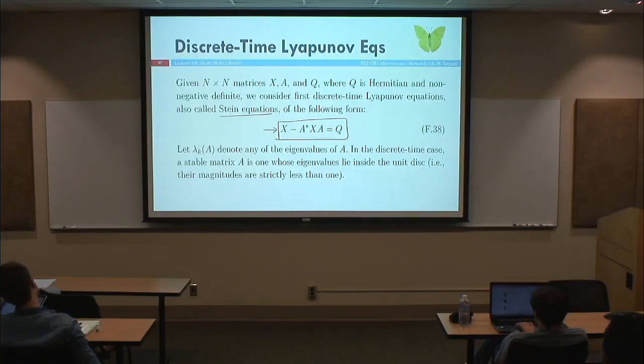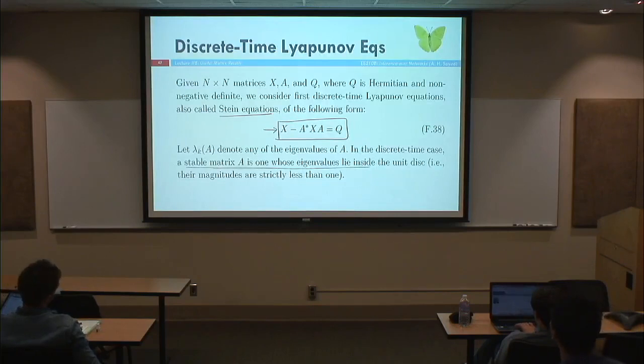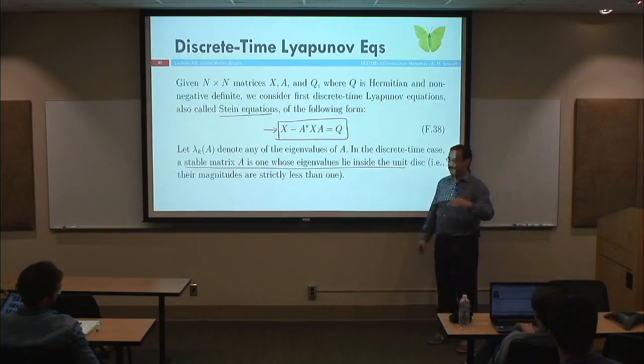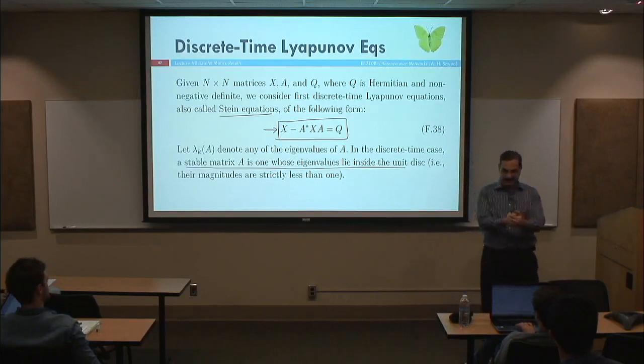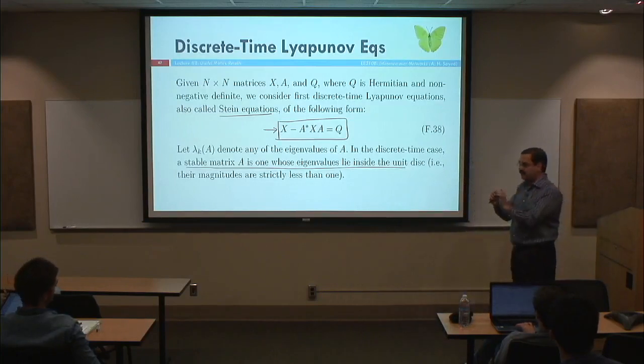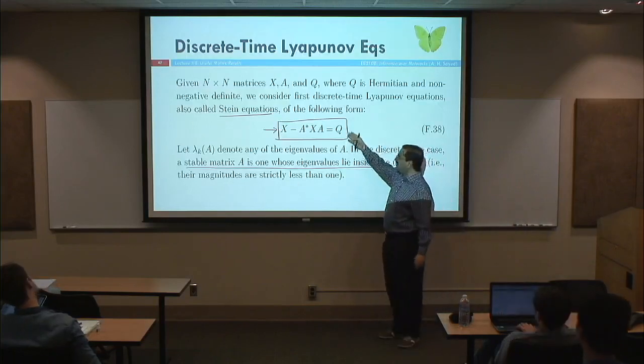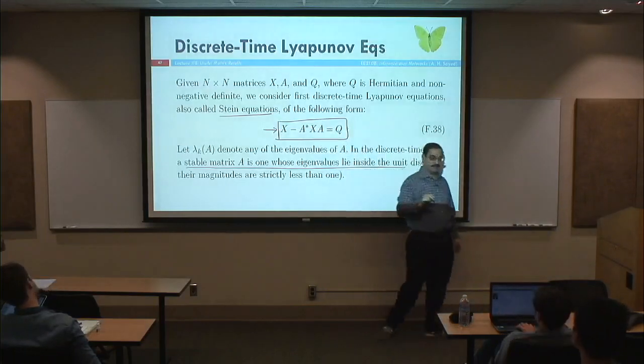Okay, now I'm going to say that the matrix A is stable if all of its eigenvalues lie inside the unit disk. This is the discrete time definition of stability. In discrete time, the matrix is stable if all of the eigenvalues are inside the unit disk. Now, how do I solve this equation? Is there a unique X? What can I say about X?